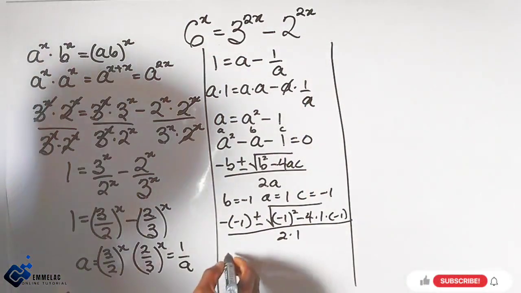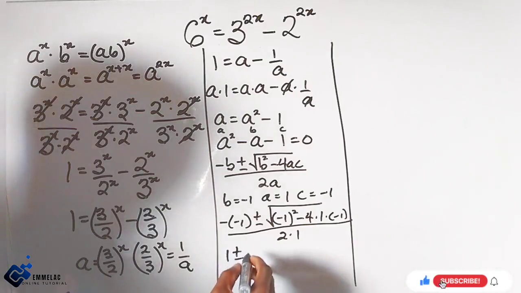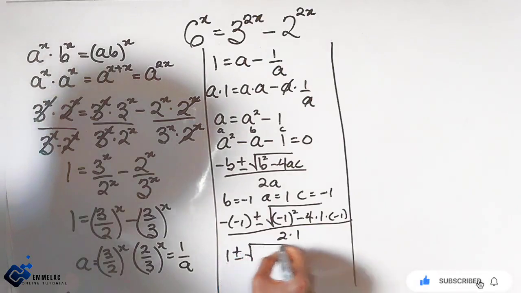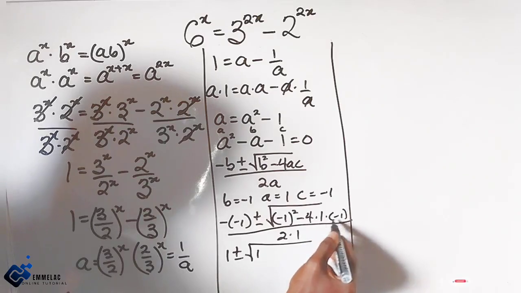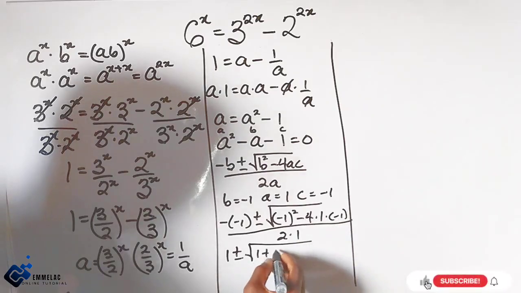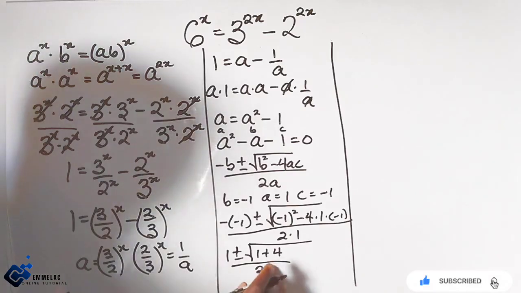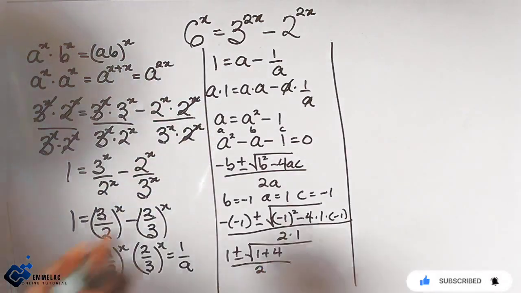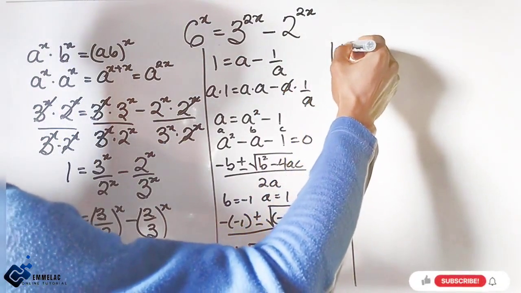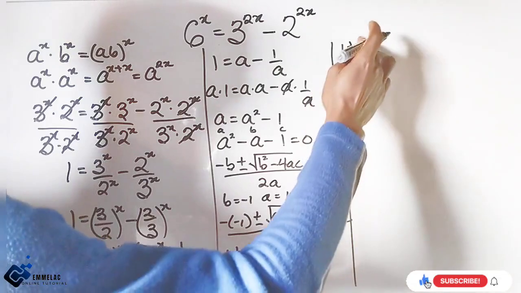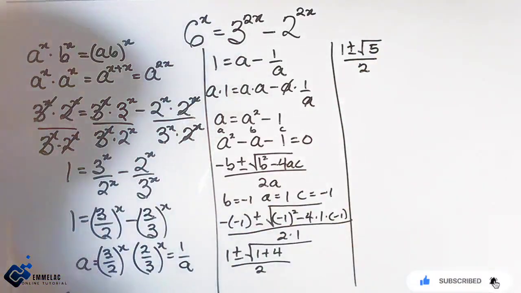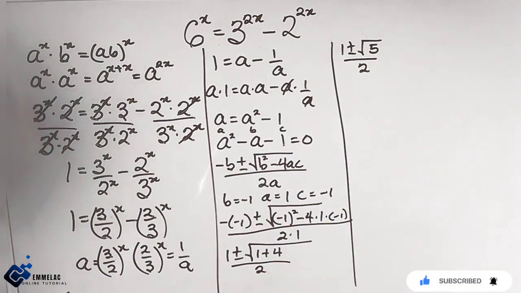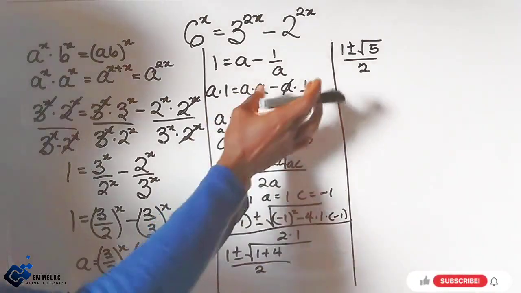So we can see here this is 1, plus or minus the square root of 1, now 4 times 1 times minus 1. We have this minus, so minus times minus will give us plus. So here we have 4 over 2. So we end up having 1 plus or minus the square root of 5 over 2, and as such here is the value of a.